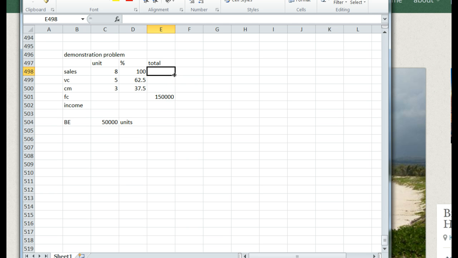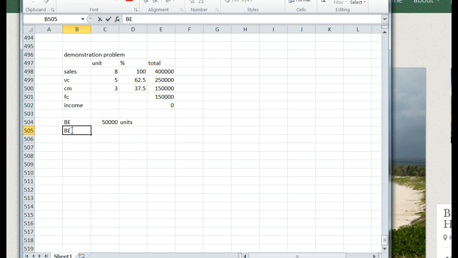I'll just run that over here. See, if we sell 50,000 at $8, it's 400,000. Our variable cost would be 50,000 times $5. It's 250,000. So our contribution margin would be 400 less 250, 150,000, and subtract our fixed cost. We're at break even. Break even is zero profit. If we sell one more, we're making money. One less, we're losing money. Okay. So in units, that's what it is.